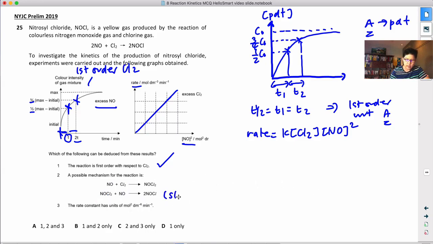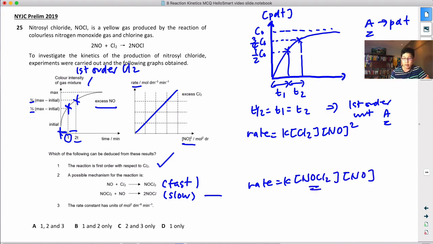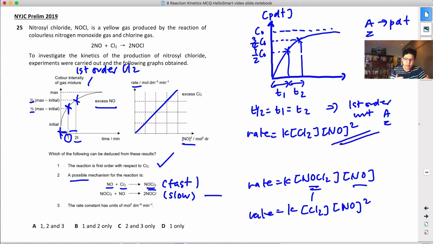We take the second step to be the slow step and the first step to be the fast step. If this is the slow step, I'm going to write down rate equals k[NOCl2][NO]. You notice that this one is an intermediate, so you have to replace it with one Cl2 and one NO. Now if I replace it with one Cl2, and one NO becomes NO squared, this is what the rate equation should look like. Can you see that? It's the same as the overall. So it's actually possible, provided the second step is the slow step. I'm going to put a tick here.